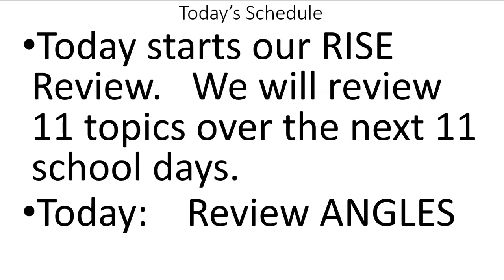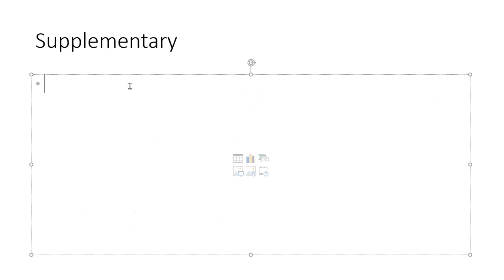Today is going to start our RISE review. We review 11 topics over the next 11 school days. Today we are reviewing angles. There are 4 main types of angles. The first is supplementary. Supplementary is 2 angles that add to 180 degrees.